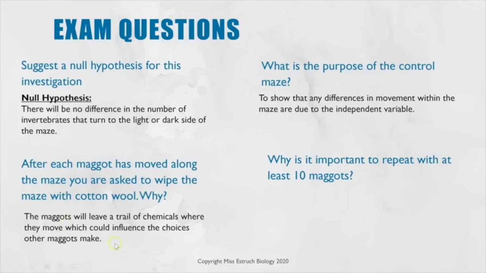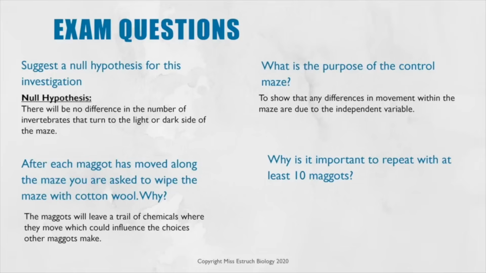You could be asked, why do you have to wipe the maze clean with cotton wool in between each trial? And this is, as I was saying, because woodlice, maggots, whichever invertebrate, can leave a trail of chemicals and debris where they've moved, and that can be detected by the future invertebrates, and that could influence their choice, and therefore you don't know if your results that you get are due to the light and the dark or due to the previous tracks of invertebrates.